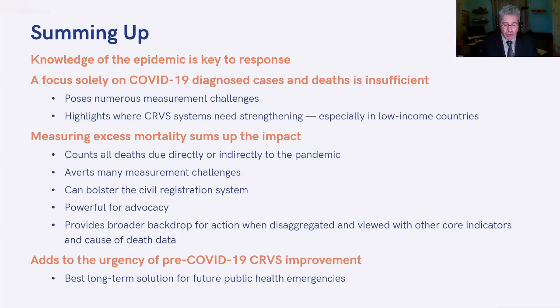So summing up, I just want to point out that we know that knowledge is key to the response, that a focus on solely COVID-19 diagnosed cases and deaths is necessary. We have to unpack it, but it's insufficient to understand the true magnitude of the pandemic. And measuring excess mortality is one very familiar and at least relatively straightforward thing to do in order to fill the space of knowing the epidemic in terms of crucial statistics. I would argue that it also adds to the urgency of pre-COVID-19 CRVS improvements.